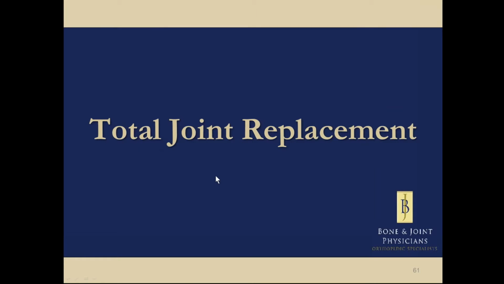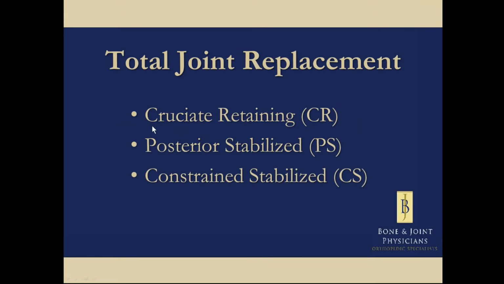Total joint, excellent operation. There's a lot of factors to consider. There's not just one type. Are you going to have a cruciate retaining? Are you going to have a posterior stabilized, constrained? And that's something that is worth at least thinking about.